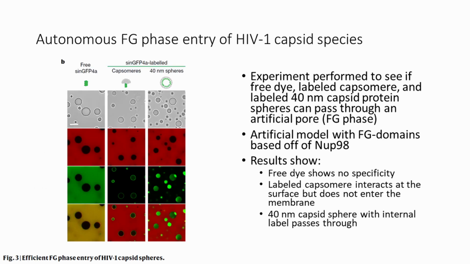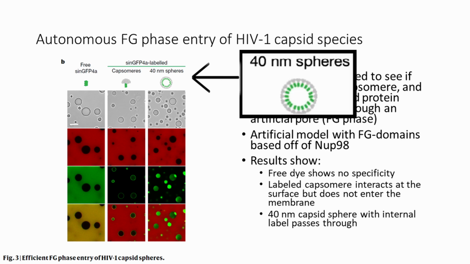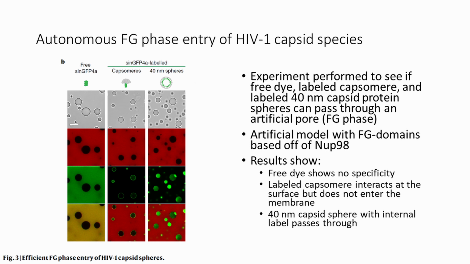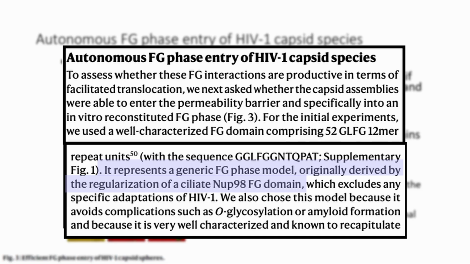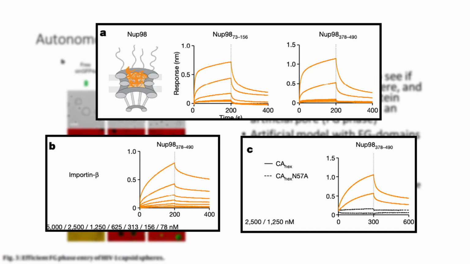Moving on to the next section, called Autonomous FG Phase Entry of HIV-1 Capsid Species. This experiment is exploring the entry of labeled capsid spheres into the cells again, but with a simple model. The authors created this model using FG domains based off of NUP98, which was tested during the BLI testing and also showed specificity for the labeled capsomeres.